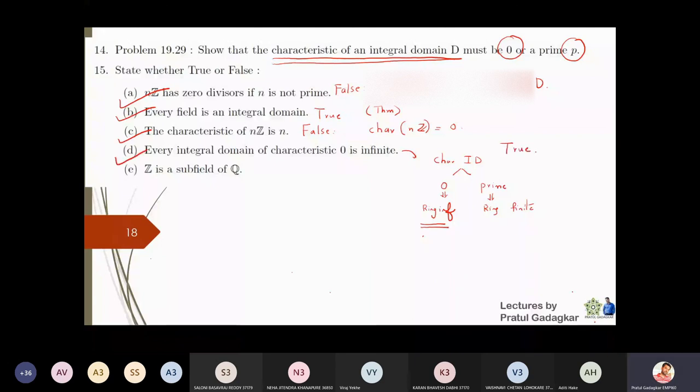Z is a subfield of Q. This is trying to tell me that Z is a subfield of Q. Yes, Z is a subset of Q. That is correct. But is Z a subfield of Q? Firstly, I should ask the question: is Z a field? We know that Z is not a field because 2 has no inverse. So how can Z be a field? If it's not a field, how can it be a subfield? It is a subset, yes, but it is not a subfield of Q. So this statement is also false.